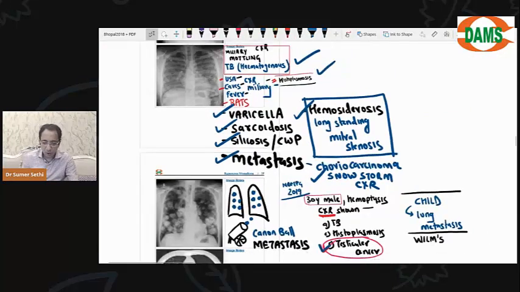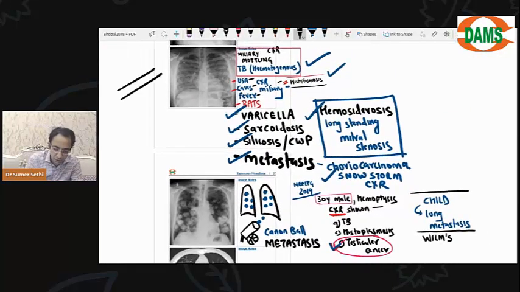So what we have seen today is, we have seen miliary appearance, we have seen the cannonball appearance. Both can be seen in metastasis. There is no hard and fast rule.